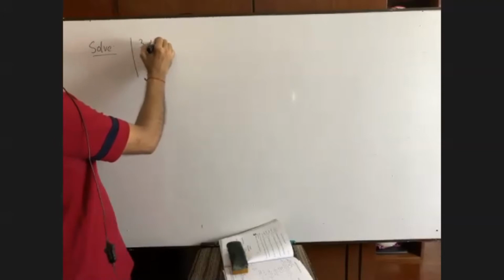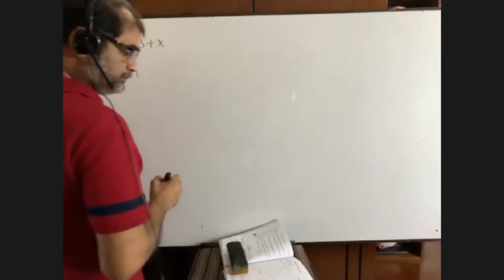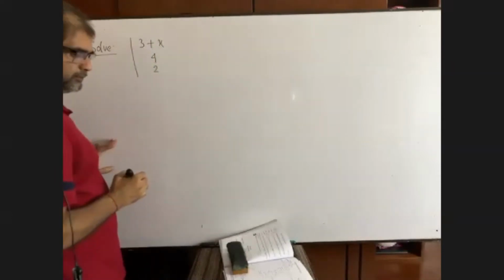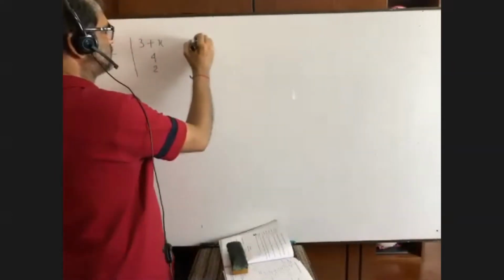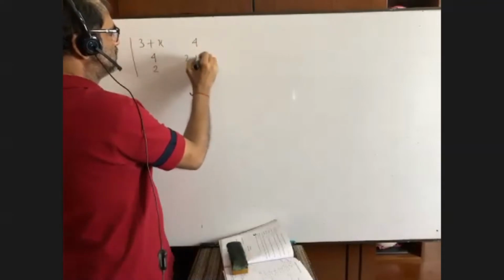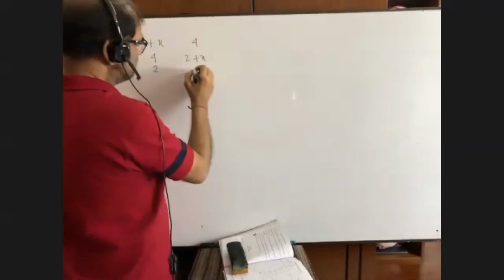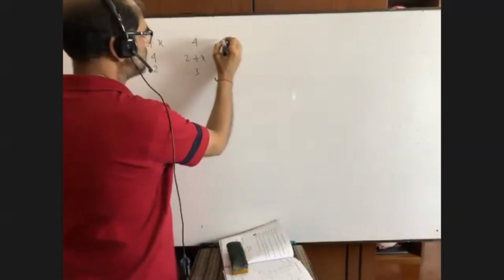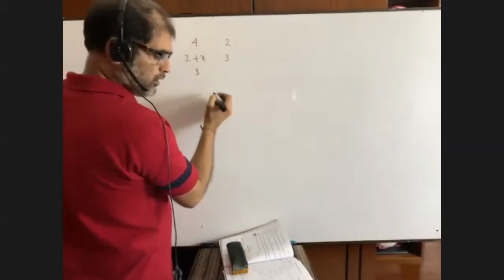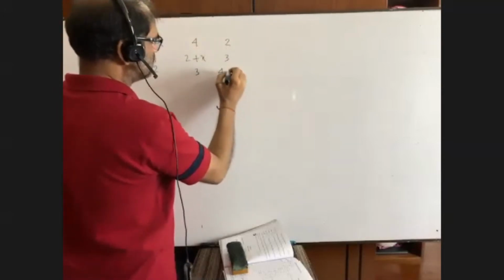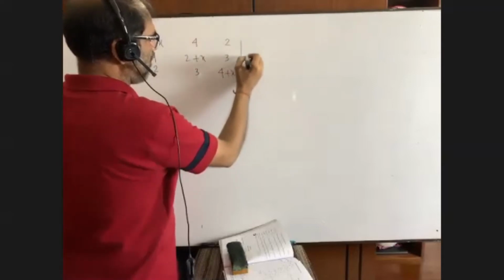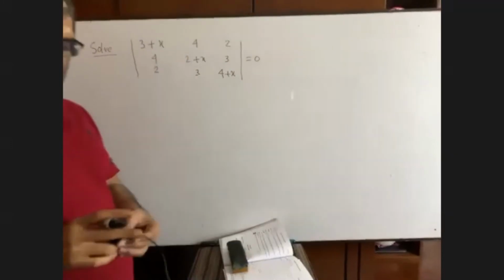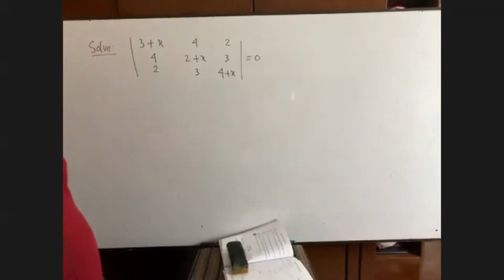Write down 3 plus x, 4 2, 4 2 plus x, 4 2 plus x. Different dimension, math of different dimension. Then 2, 3, 4 plus x, it is equal to 0. This is the math. Dear students, you have to solve.